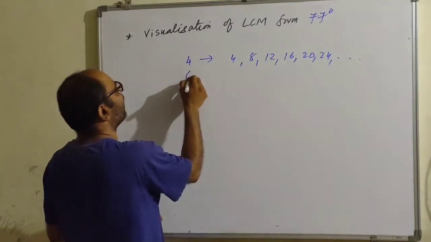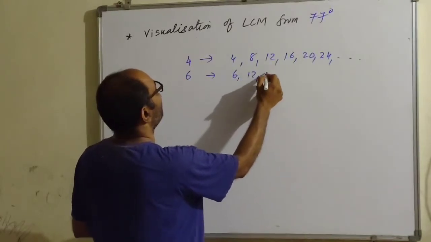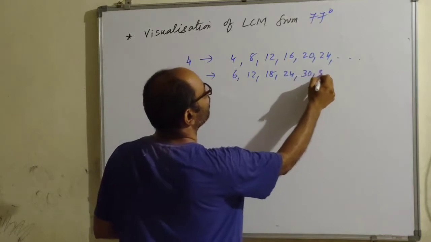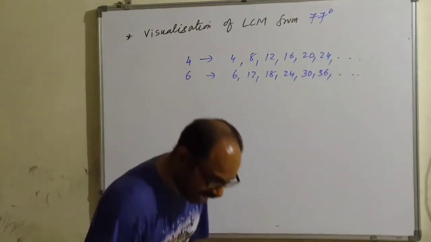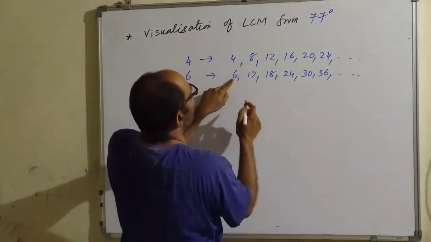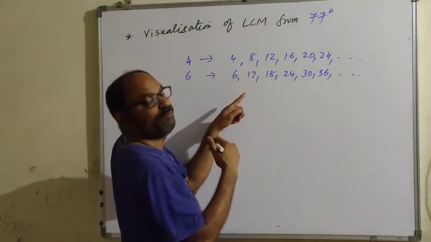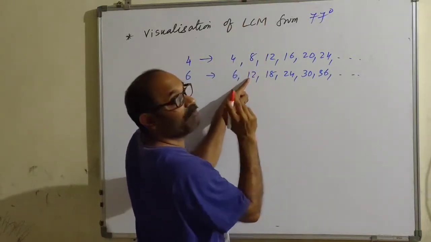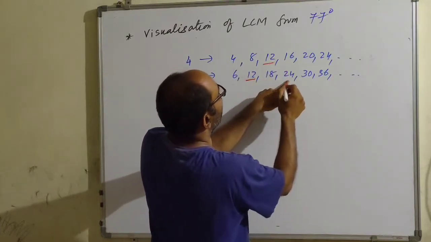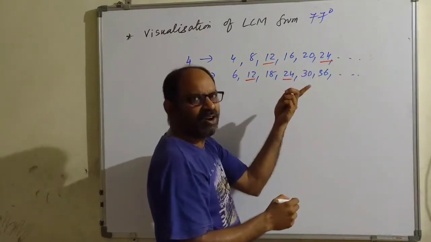Okay, let me take 6. What are the multiples of 6? 6, 12, 18, 24, 30, 36 and so on. Which is larger of the two numbers? 6. So let's see. Is 6 common? We'll see the multiples of 6 and check whether they are present in 4. 12 is common. Then 24 is common. Then you will have 36 common.